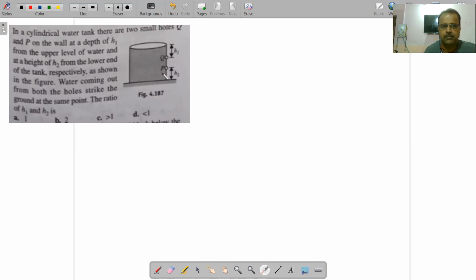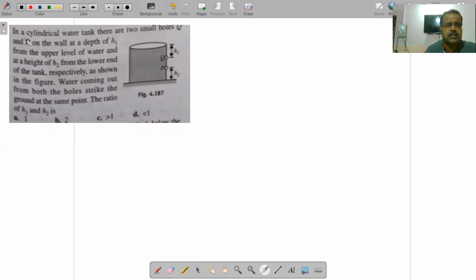For example, consider this jar which is filled with a particular liquid. There are two holes present on one side of the jar: one is Q and the other is P. The point Q is at a certain distance H1 from the top level of the liquid, that is, from the surface of the liquid, and the point P is at a height H2 from the bottom of the liquid level.